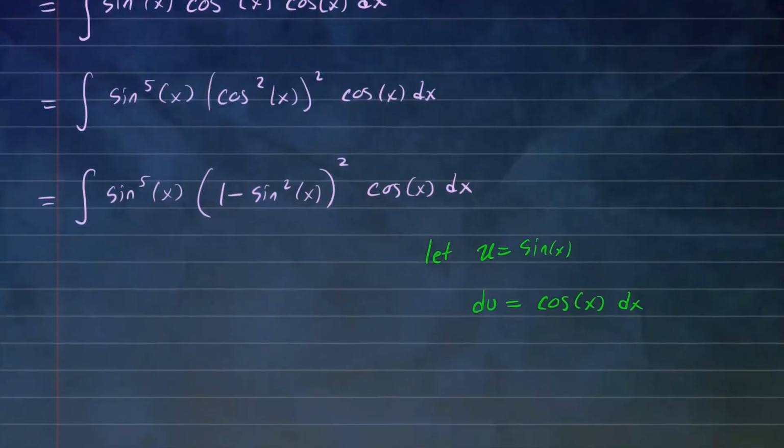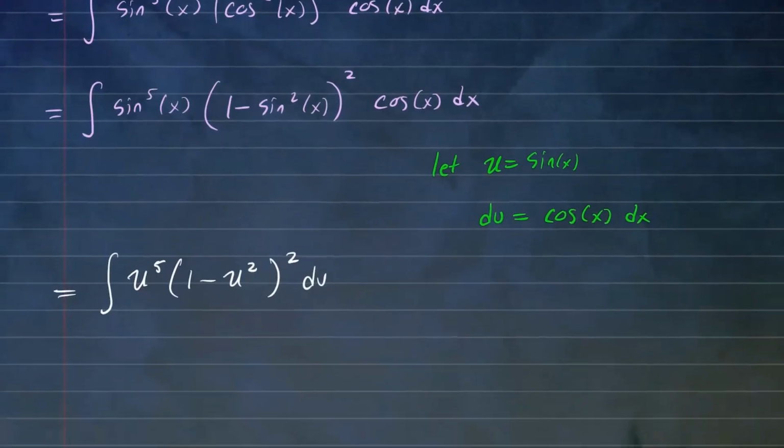So now if I replace my entire integrand in terms of u and du, it will look like this. Our integral is equal to u to the 5th, because sine is u, so it's u to the 5th. Then we have 1 minus u squared. Again, right here, this is u, so it's u squared, squared, and cosine x dx. That is our du. So you see how everything worked out really nicely. Now just simplify this and then integrate.